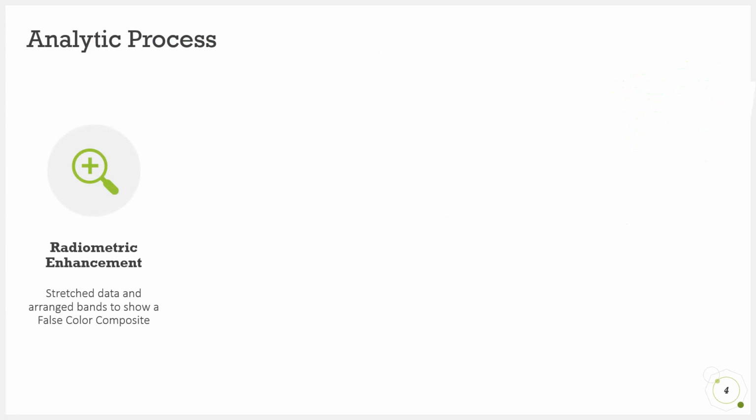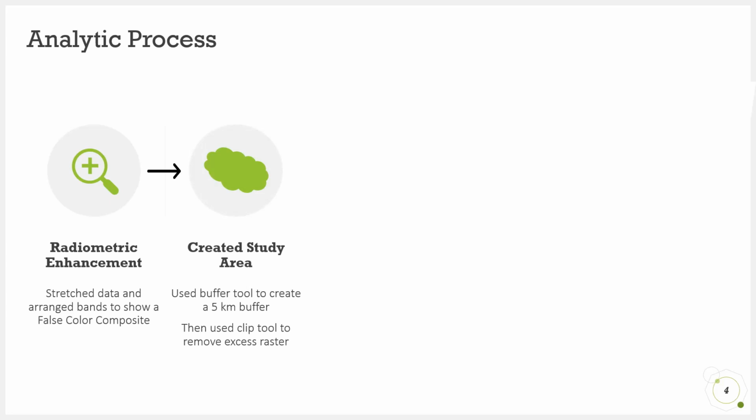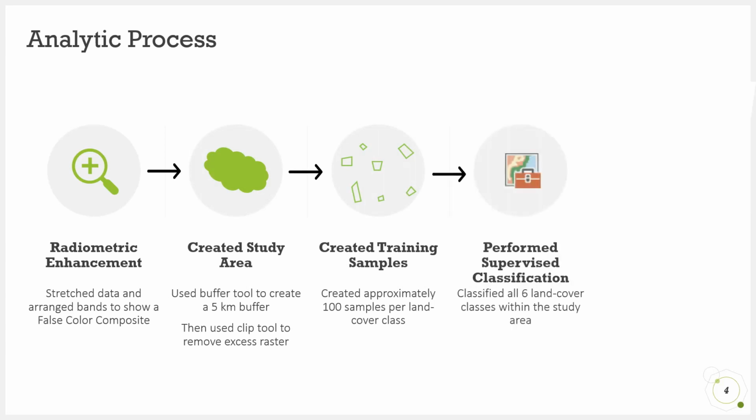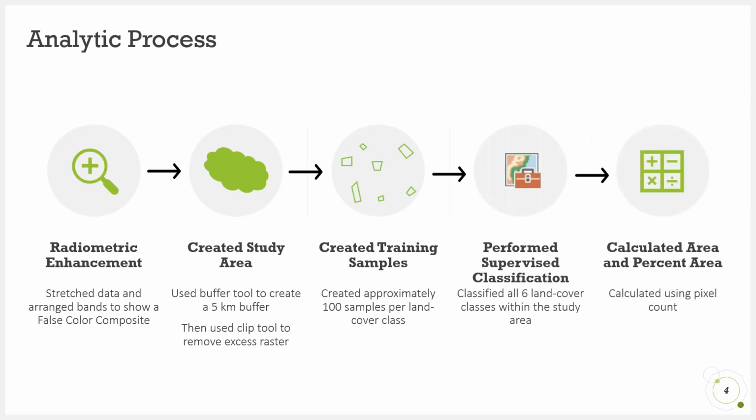Now I'll explain the major analytical operations I used in my project. First, I performed radiometric enhancement to improve the interpretability of my images. I then created my study area using the buffer and clip tool. Then I created at least 100 training samples for each land cover class in Congaree. I then performed a supervised classification on all 6 land cover classes in the study area. And finally, I calculated the area and percent area of land cover classes using the pixel count.